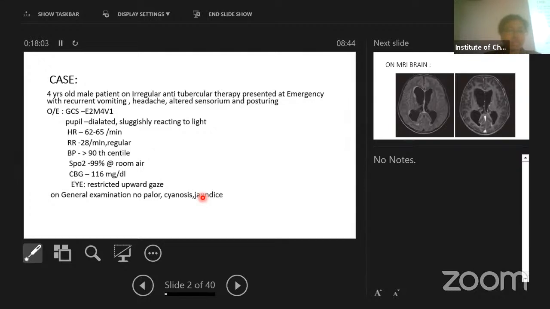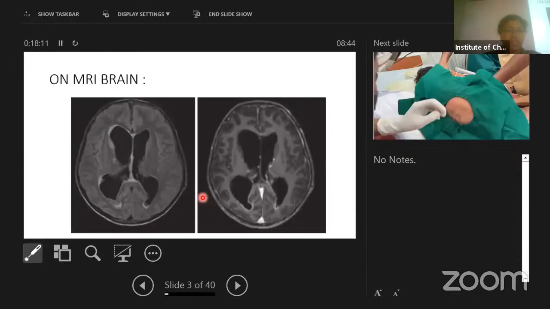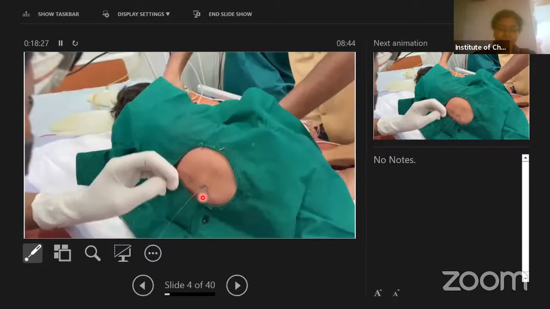CBG normal. On eye examination, there was restricted upward gaze. On general examination, no pallor, cyanosis, or jaundice. The patient got admitted at PICU, and there the MRI brain found meningeal enhancement and ventricular dilation. So this is maybe a case of tubercular meningitis presenting as hydrocephalus.